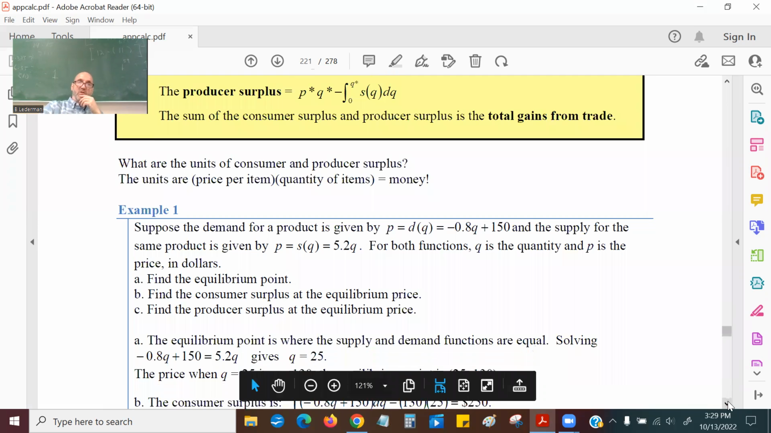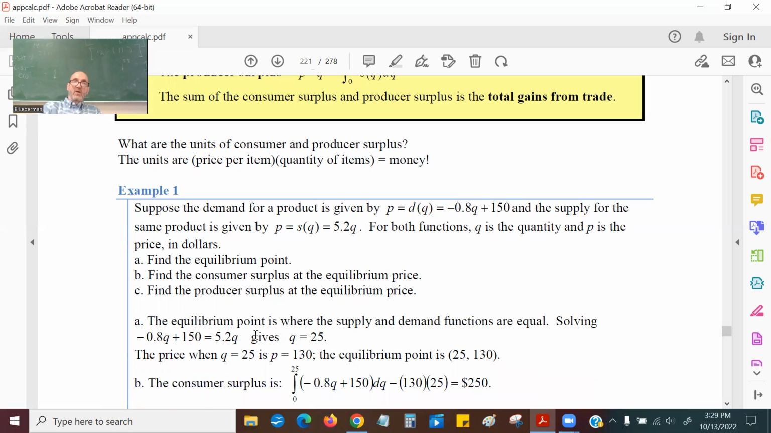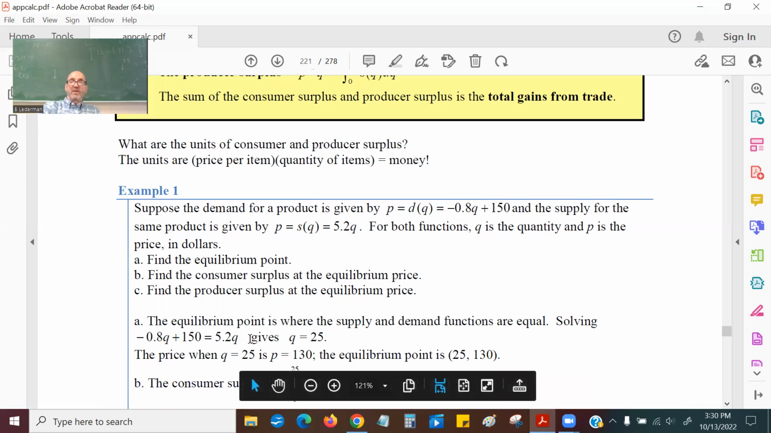So let's see what we do. For the equilibrium point, that's where the supply and the demand functions are equal. Well, we learned that one function is negative 0.8 Q plus 150. The other function is 5.2 Q. And we just got to take these two and set them equal. Where did I get this from? It came from right here. That's 5.2 Q, and that's the negative 0.8 Q plus 150. We set them equal because that's where the two curves intersect. So the Q values are going to be equal. And if we solve for Q, we get Q is 25.